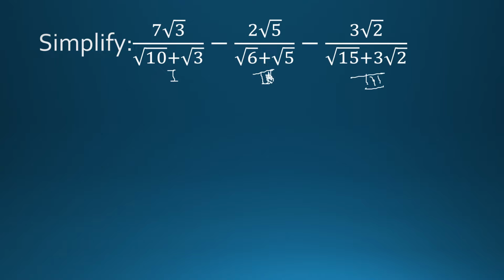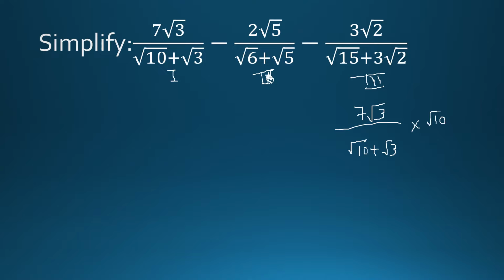Let's solve them one by one. You can do it in one go also if you are pro in it. But if basics are concerned, then you have to start by taking parts altogether. Okay, so if you take 7 root 3 by root 10 plus root 3, what will you get?